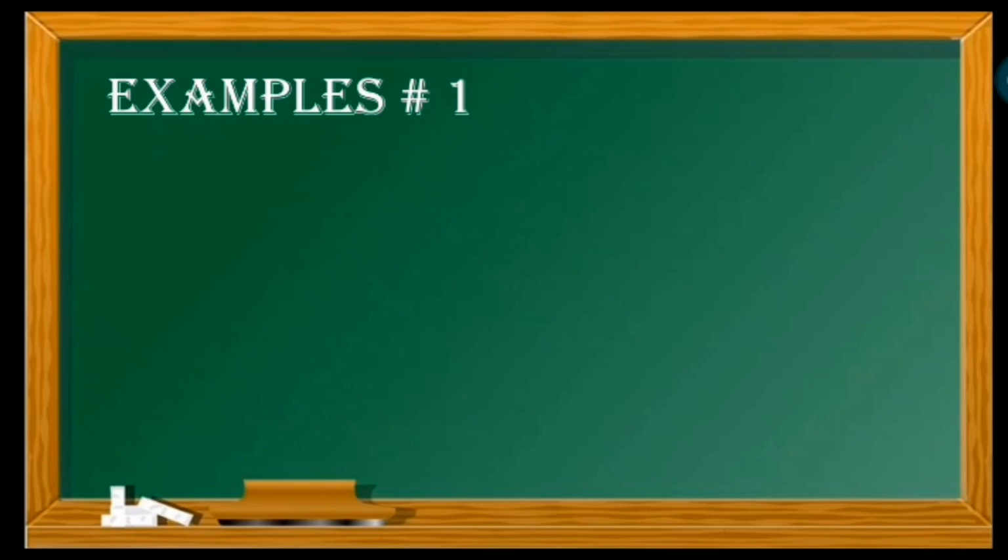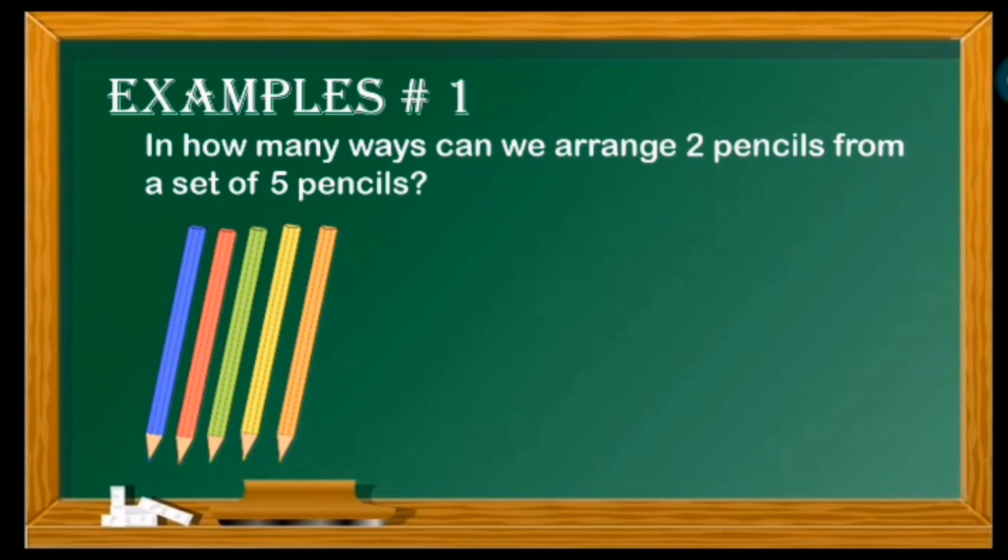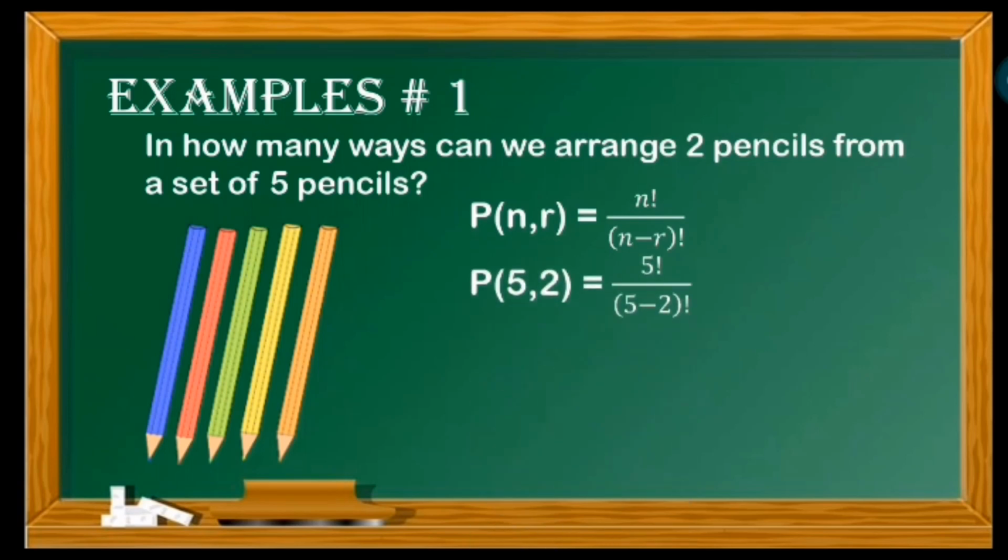So let's solve examples involving permutation of n objects taken r at a time. In how many ways can we arrange 2 pencils from a set of 5 pencils? So let's determine what is n and what is r. The formula is P(n, r) is equal to n factorial over (n-r) factorial. So what is our n? Yes, it's 5. Then what is our r? Then it's 2. So just substitute the values of n and r into the formula.